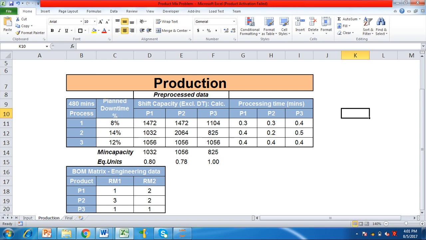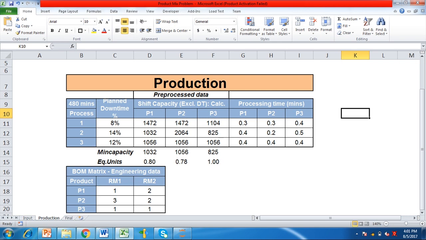Each shift has 480 minutes. There are 3 processes with planned downtime of 8%, 14% and 12% for each shift. The processing time for each product on each process is known with high accuracy. Along with these data, we have the bill of material matrix representing the engineering requirement of each raw material for each end product. The next step is to compute equivalent units and minimum capacity, which is the preprocess data.